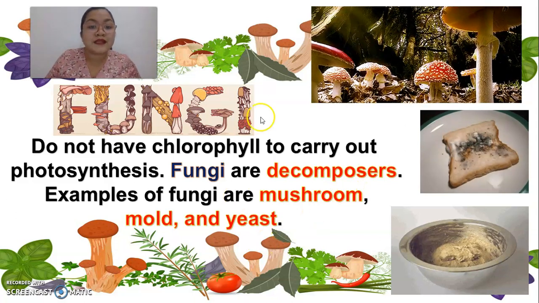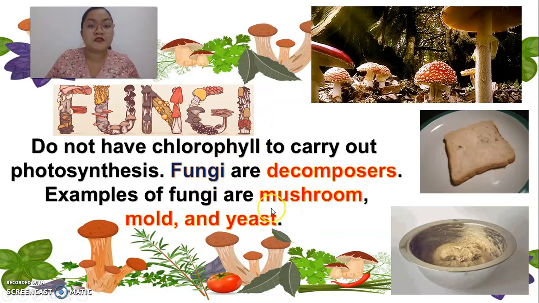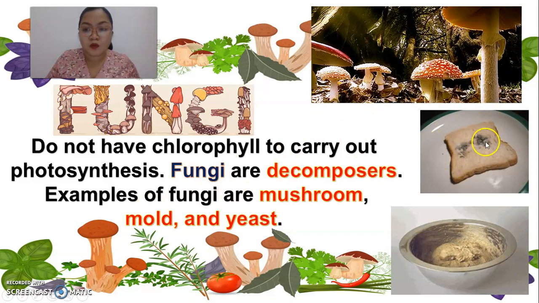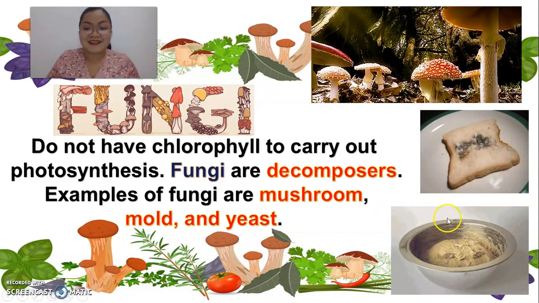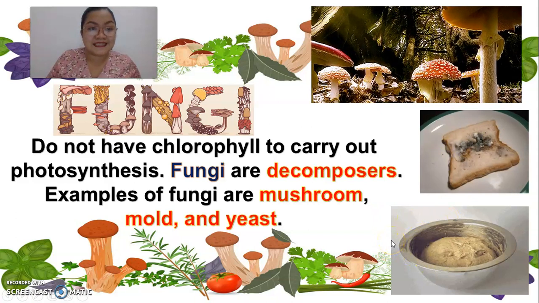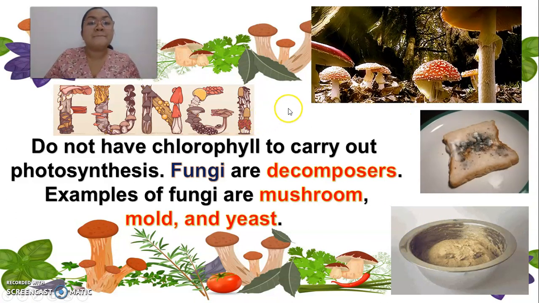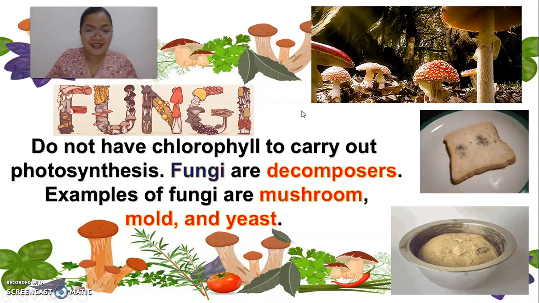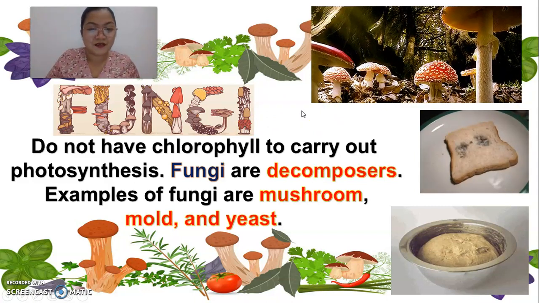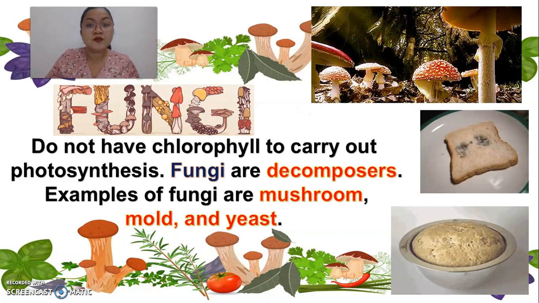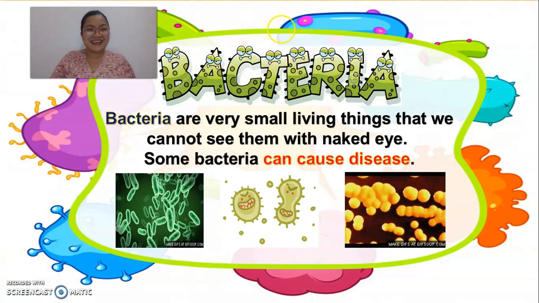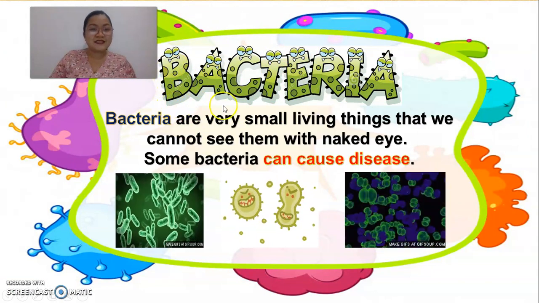So what are the examples of fungi? Number one, we have mushroom. This is mushroom. Number two, we have mold. And number three, we have yeast. Again, decomposers eat dead living things. Alright, very good. Next, number two, we have bacteria. Okay, everybody, can you say bacteria?